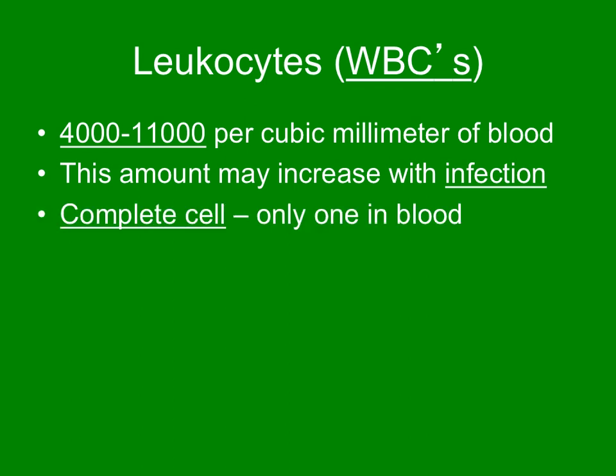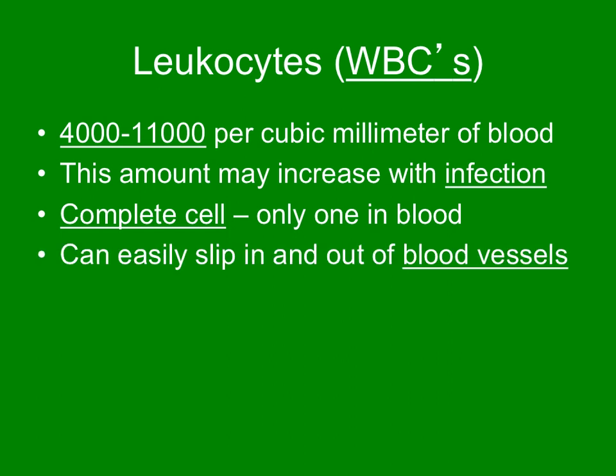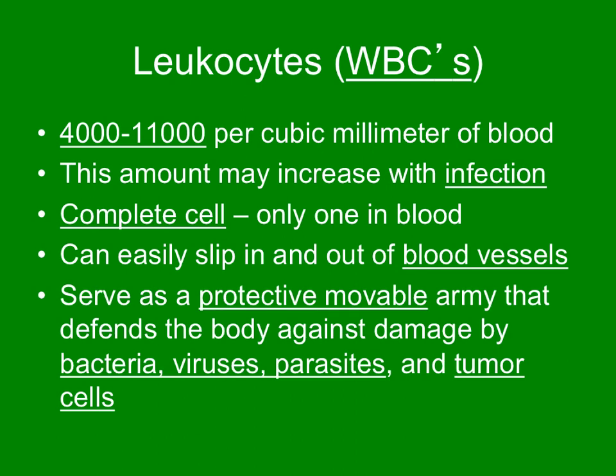These are the only complete cell found in the blood. It has the nucleus and all of its organelles, and it is capable of dividing itself, unlike the red blood cell, which cannot. These are able to actually move in and out of the blood vessels. So it's okay to find white blood cells in the tissue area. What white blood cells do is they provide a protective, movable army, a mobile protection force that defends the body against damage by things like bacteria, viruses, parasites, and also tumor cells that our own body will produce.